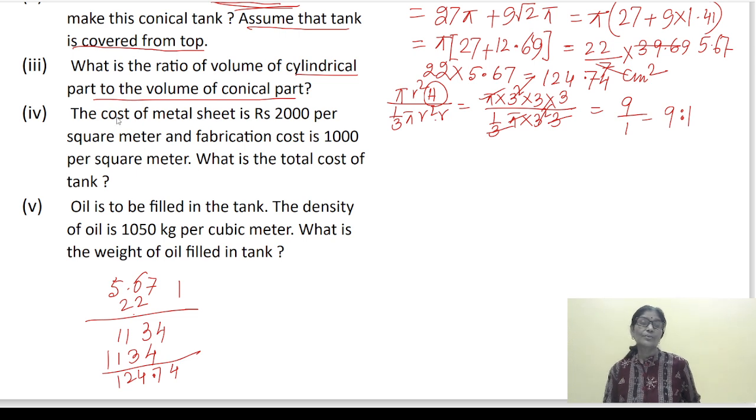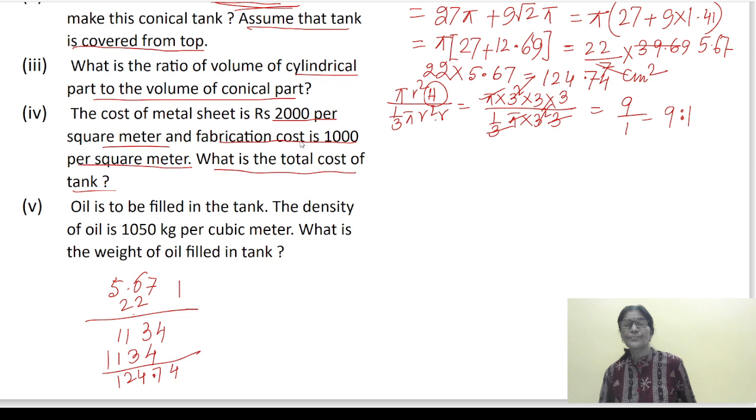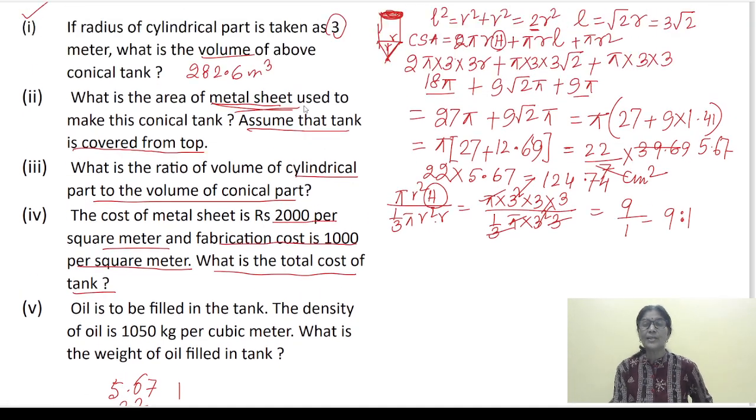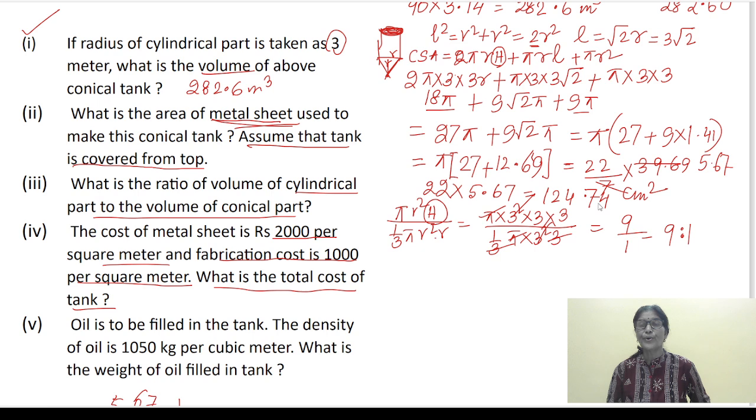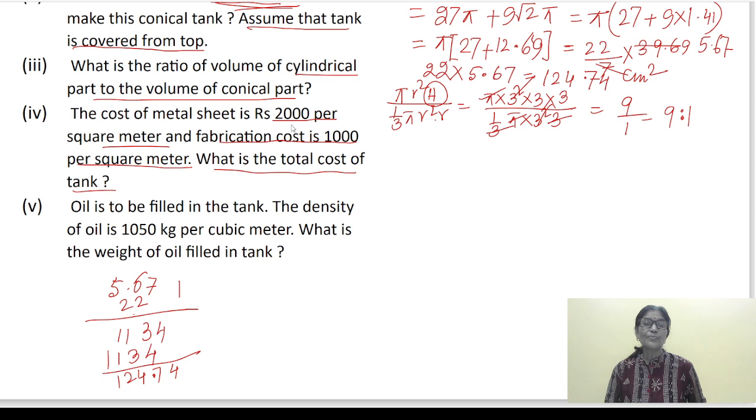Now, fourth part. The cost of metal sheet is 2000 per square meter and fabrication cost is 1000 per square meter. What is the total cost of the tank? So the metal cost was like this only. The answer was 124.74. This was the metal sheet. Now you will multiply 3000 in this, because 2000 for your making and for fabrication 1000.